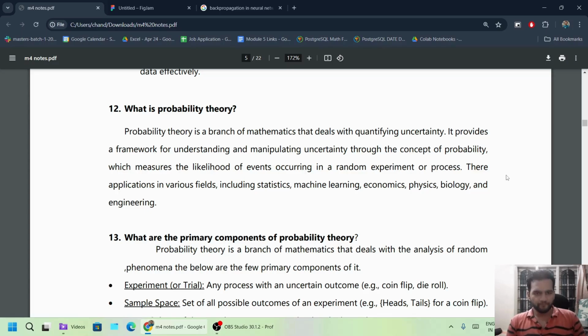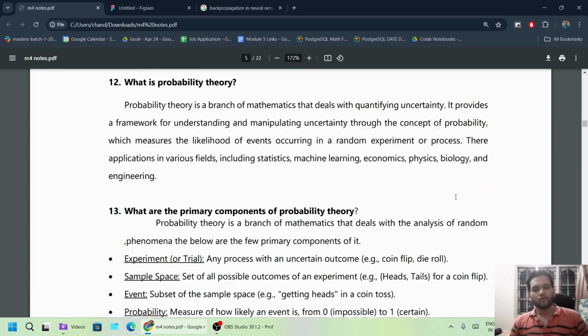It gives us the value, like what is the probability or what is the likelihood of this event occurring in this random experiment or in this process. This is mainly used in AI ML models, and in economics, physics, biology, and especially in engineering, where probability theory is studied and used.